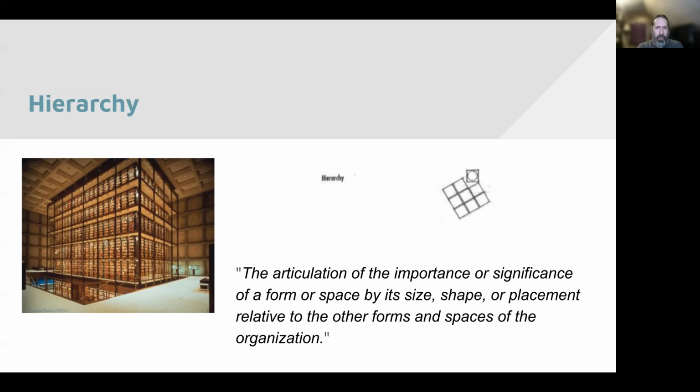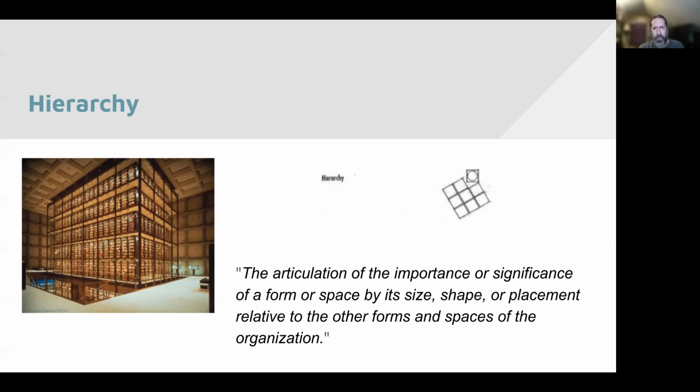So that's one kind of hierarchy, but then also the articulation of the importance or significance of a form by its space, shape, or placement relative to other forms and spaces in the organization. So then you get to the illustration there, where that unique square with the circle inside of it, we know it's important because it's different from the others.